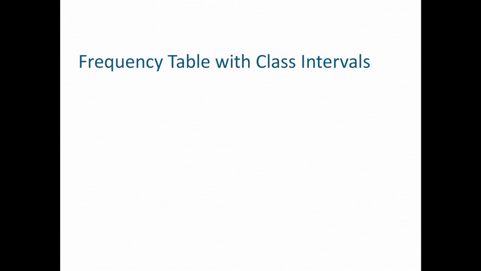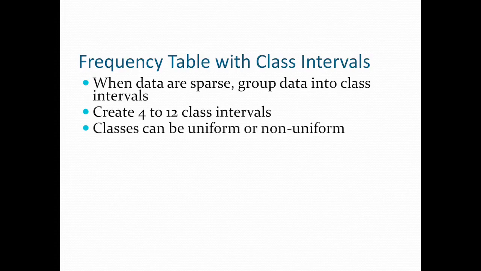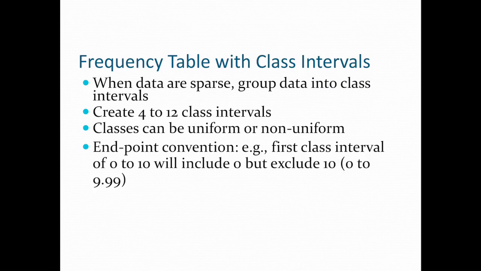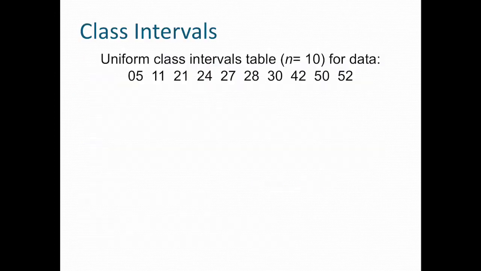Now we have cumulative frequency tables with class intervals. When data is sparse, group the data into intervals. You want to create 4 to 12 class intervals. Classes can be uniform or non-uniform, but you want to make sure that you have exact endpoints. So if you have class intervals from 0 to 10, it will include 0 but exclude 10, right? You don't want 0 to 10 to be one class and 10 to 20 to be another, because where does the value of 10 go? You want to make sure each value is in a certain area. You're going to tally the frequency, calculate relative frequency, and calculate the cumulative frequency from there.